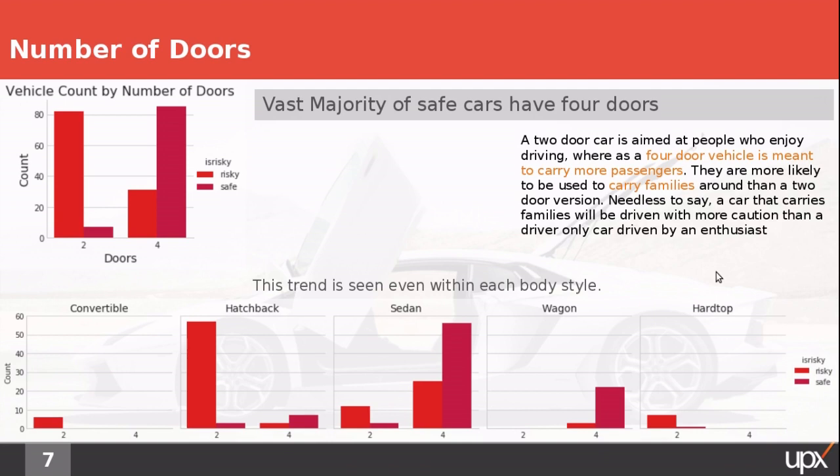Now, while the data says this, we can also infer that a two-door vehicle is mainly intended for a passionate driver who wants to enjoy the pleasure of driving, while four-door vehicles are normally intended for carrying people around. And when we say people, it involves families and children too. So, needless to say, a car that carries more people will be driven with more caution than by an enthusiastic driver.